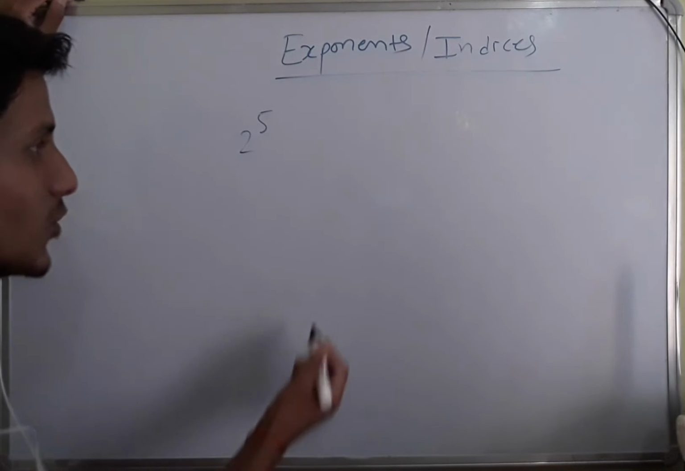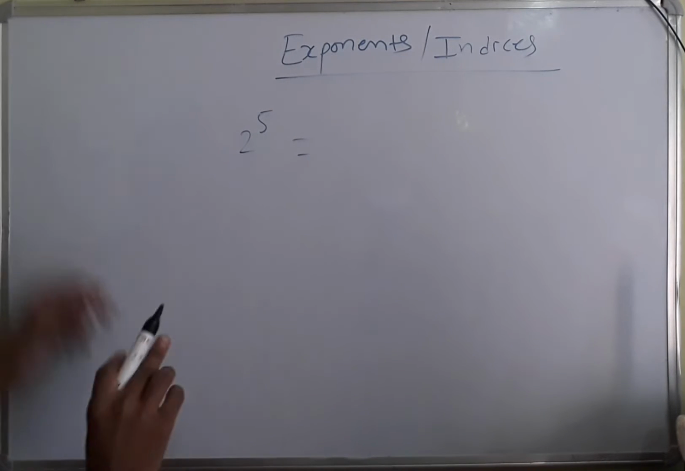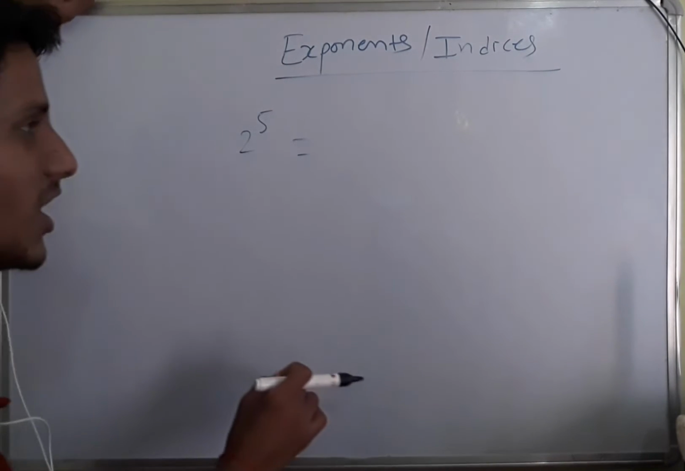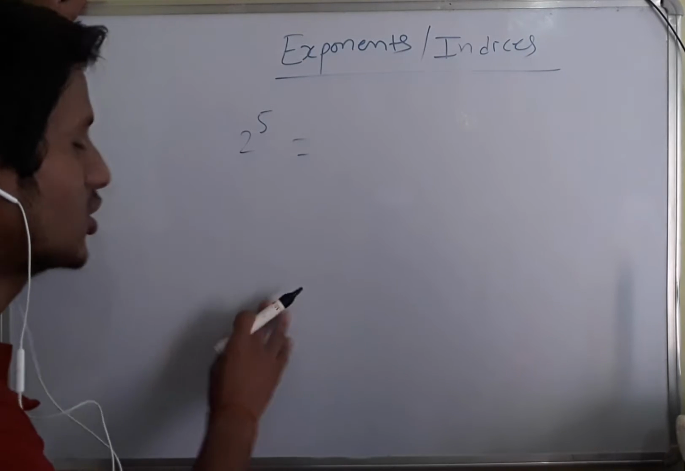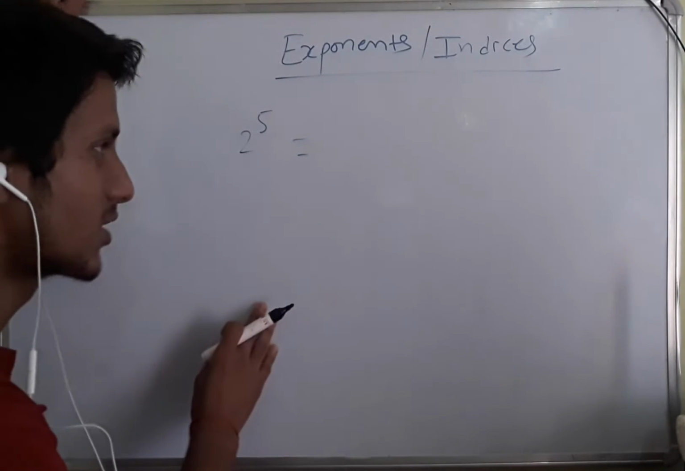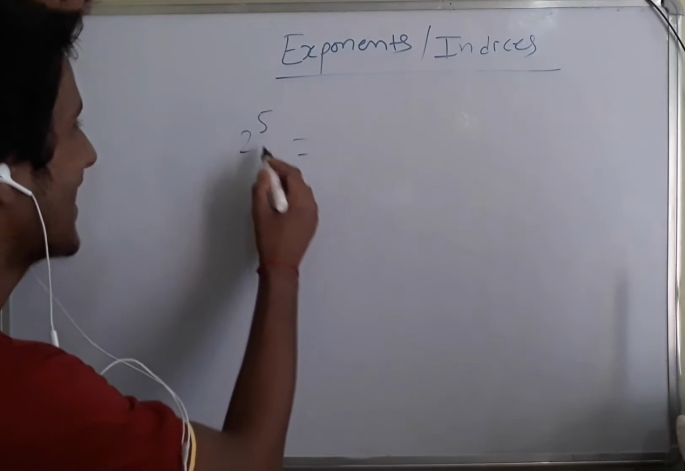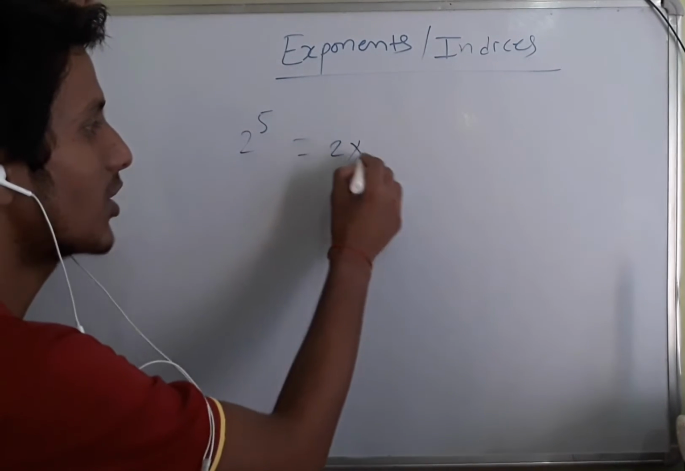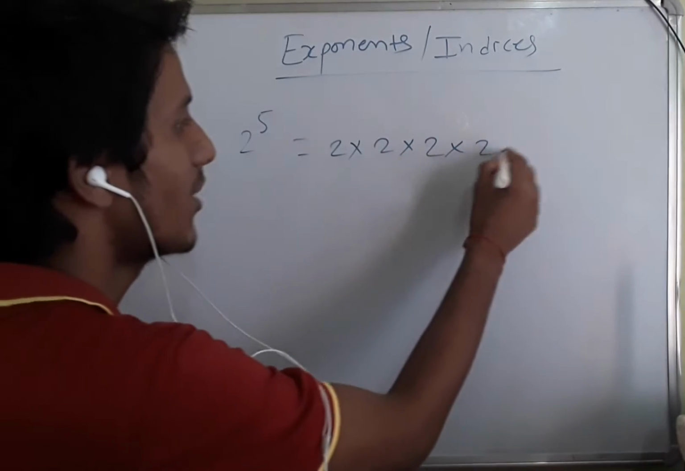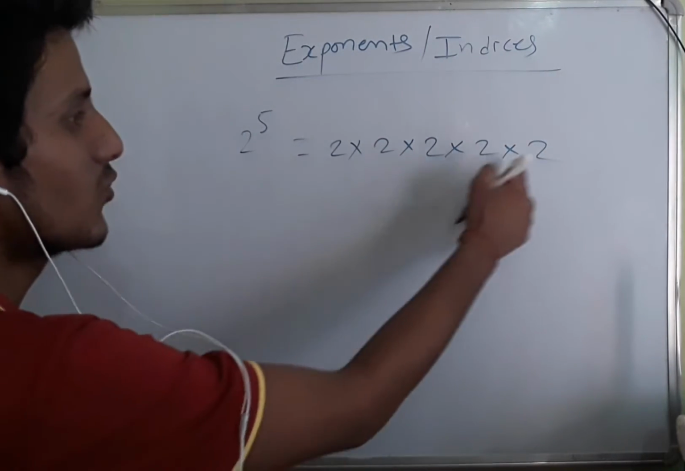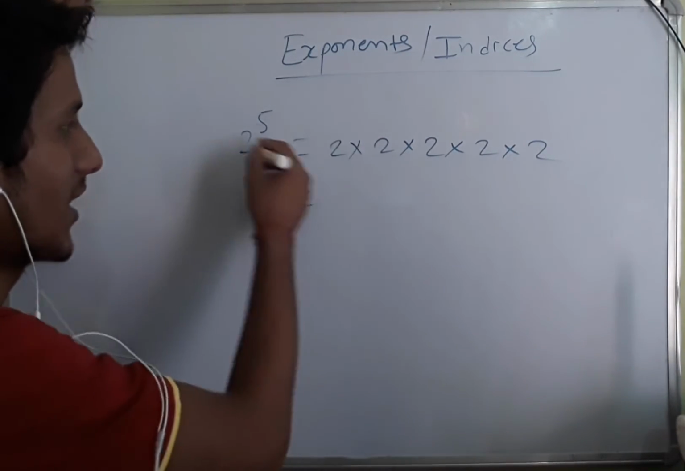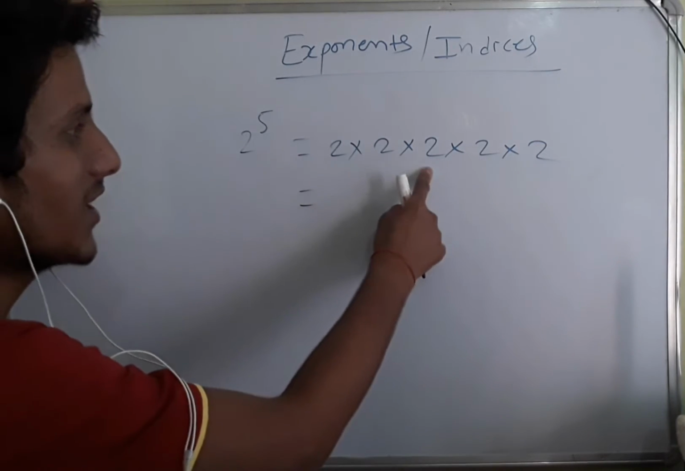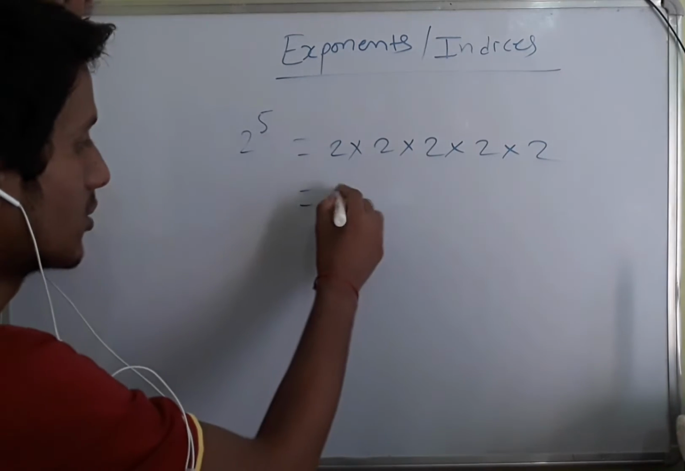And how come this is 32? If you're just a beginner, then you need to be introduced to this. It means that 2 is multiplied to itself 5 times. So 2, 2, 4, and 5 times. If you multiply this, you're going to get 32. 2 to the 4, 4 to the 8, 8 to the 16, and 16 to the 32.